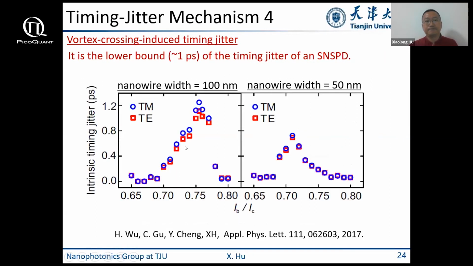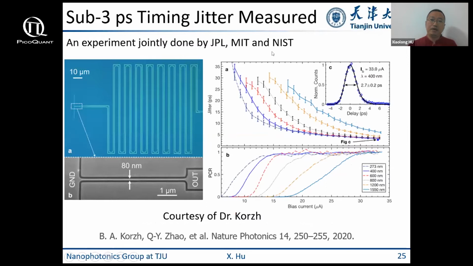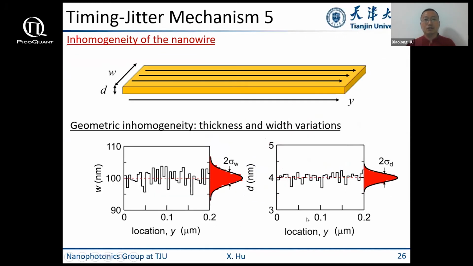location of the nanowire. We simulate the vortex crossing induced timing jitter and estimate it's about 1 picosecond. Of course, it's dependent on the width of the nanowire. But we believe this is the lower bound of timing jitter of SPD, and our paper was published in 2017. And then later, the JPL, MIT, and NIST team jointly did an experiment and achieved 2.7 picosecond timing jitter. And the paper recently appeared in Nature Photonics.